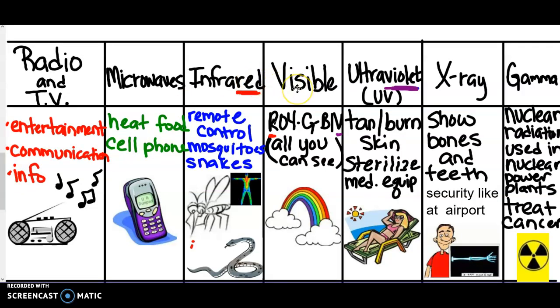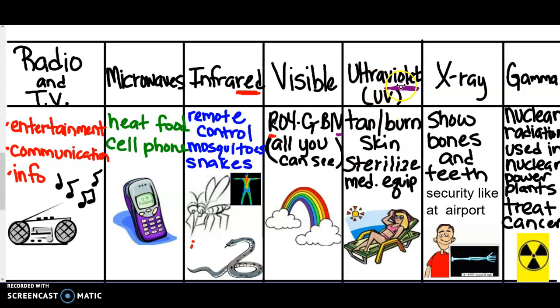Next we have visible light. This is the only part of the electromagnetic spectrum that we can see with the human eye, unaided. So that is going to be Roy G. Biv. And that, of course, is the rainbow. Red is always at the top of the rainbow, orange, yellow, green, blue, indigo, and then violet, which is, of course, purple. So after you have written that, draw a rainbow, color it accordingly. Use your color pencils or highlighters available and color it correctly.